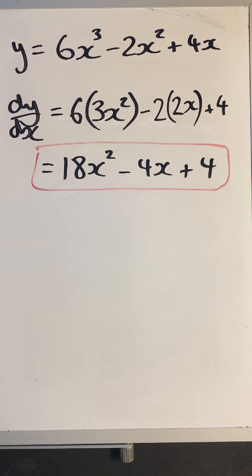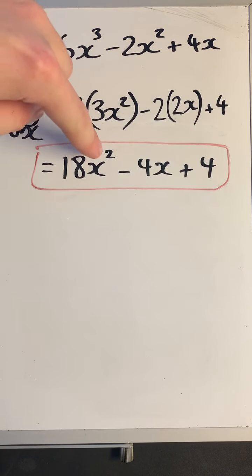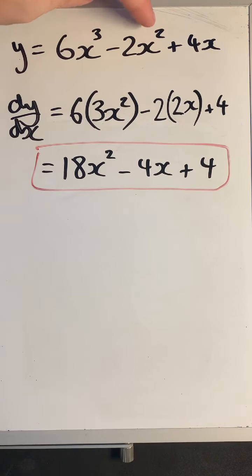The quicker way of saying it would be to say the power comes down in front, and if there's a coefficient there already, that power becomes multiplied by that number. So 3 comes down in front, multiplies by the 6, gives you the 18. Take 1 off the power. Same here, 2 comes down in front, multiplies by the minus 2. We get minus 4. Take 1 off the power.